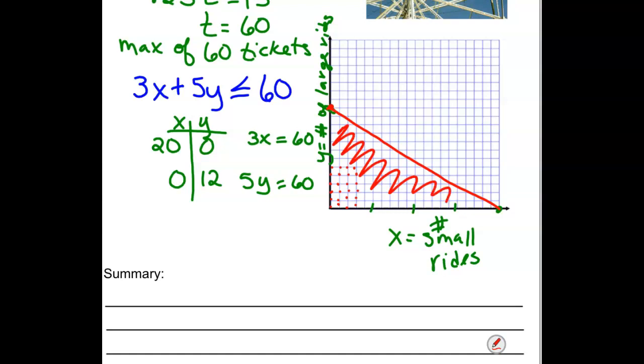All right, now to double check, could I go on 5 small rides and no large rides? Well, if I put a 5 in here and a 0 for large, I get 15 plus 0 is less than 60, which is true, so we have shaded the correct section of our graph.